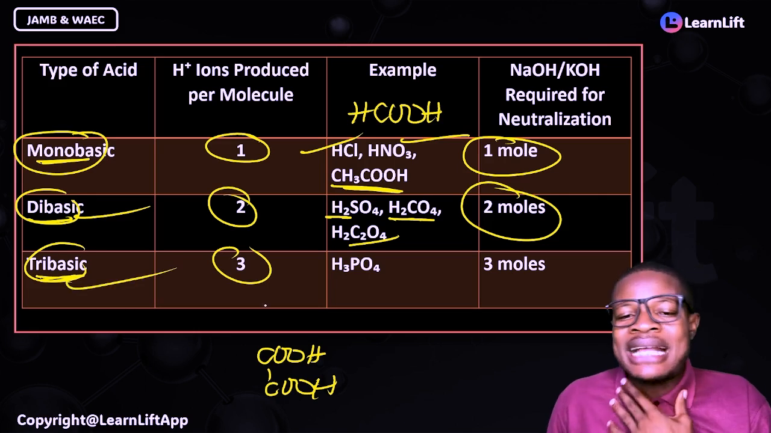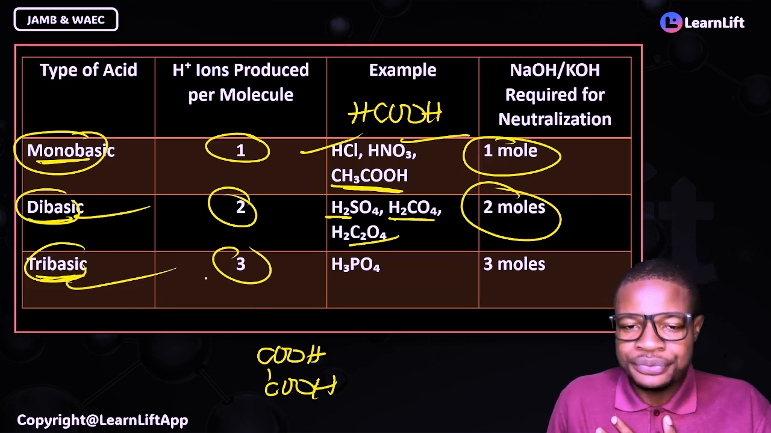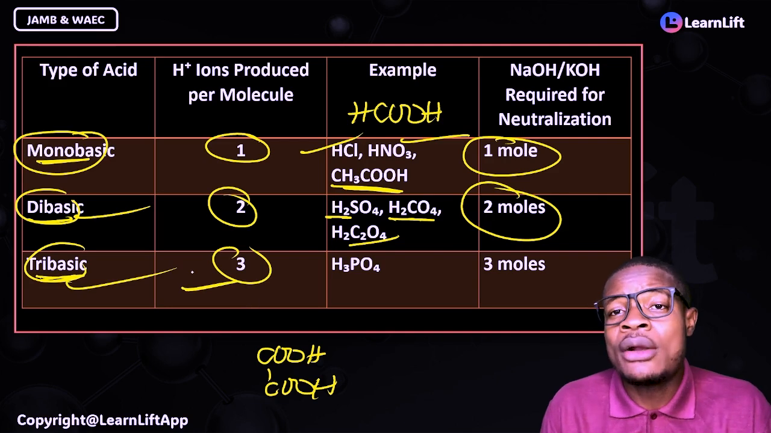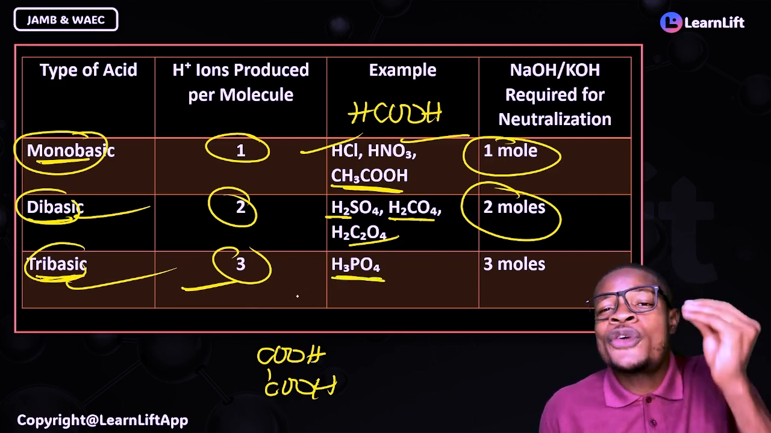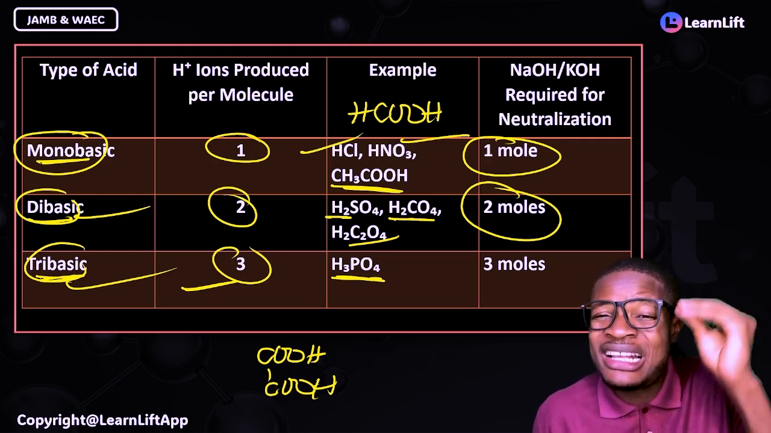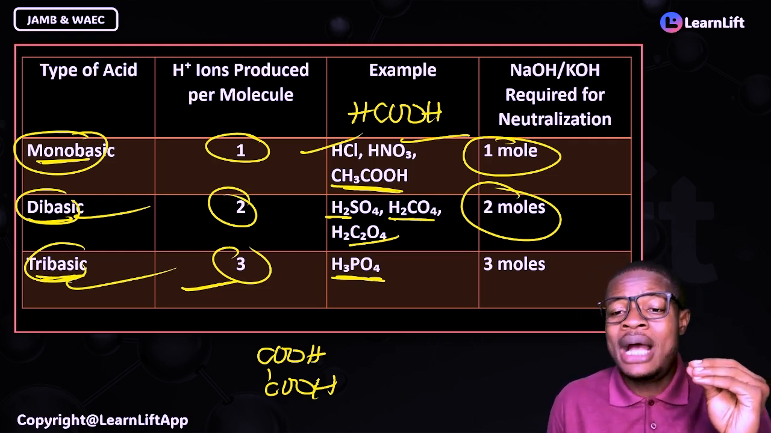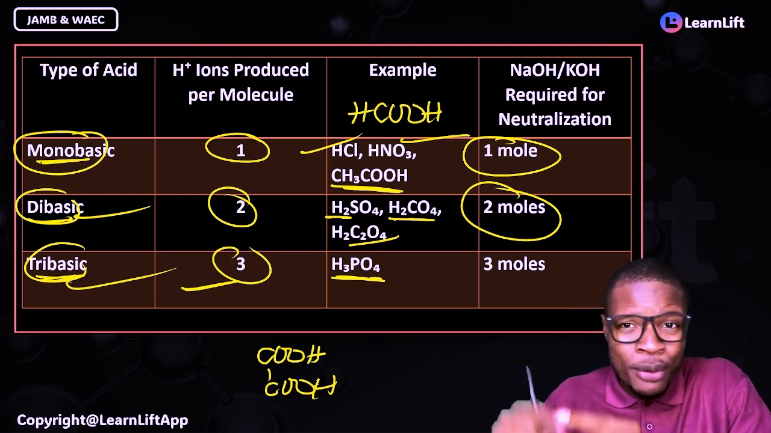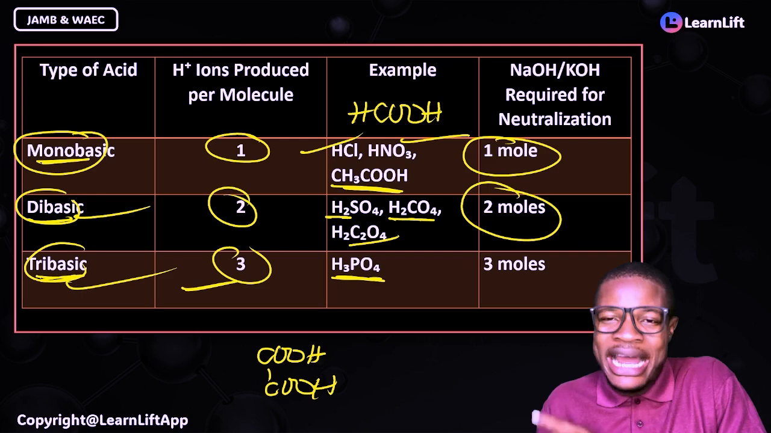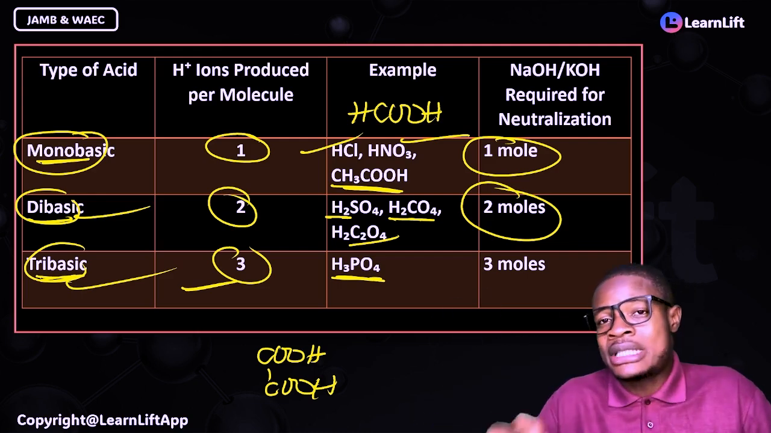And then your tribasic acids, right? What do I have there? 3 hydrogen ions is what they are going to form when they dissociate, right? A good example is your tetraoxophosphate 5 acid. That's the cardinal or the key exam question that they do ask. And of course, you need 3 moles of their corresponding base, right, to react with it to go and form salt and your water.